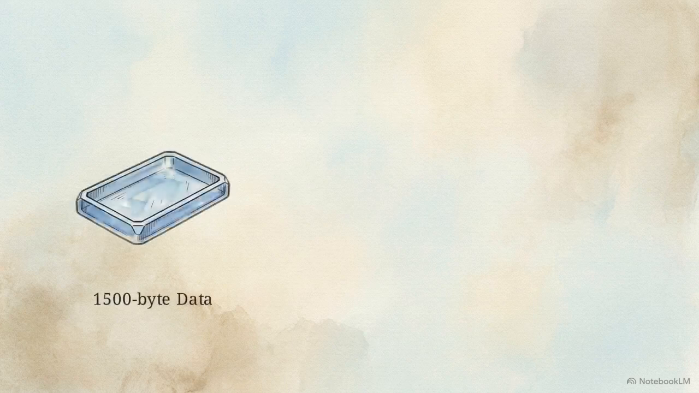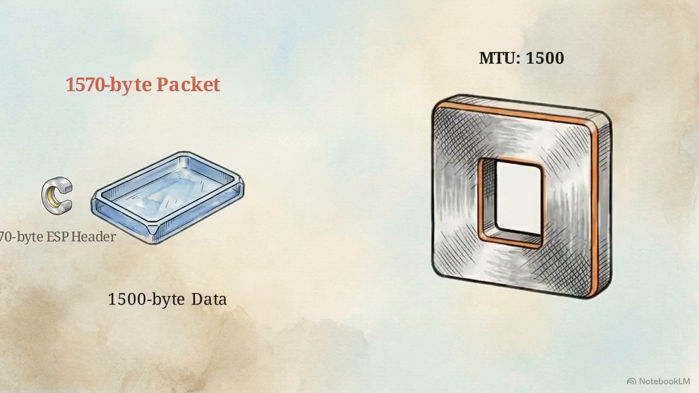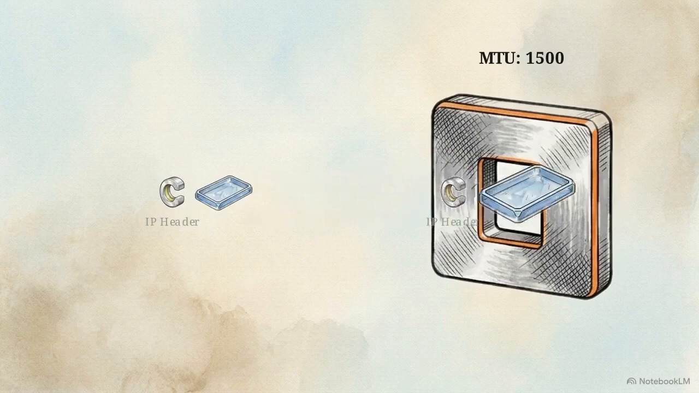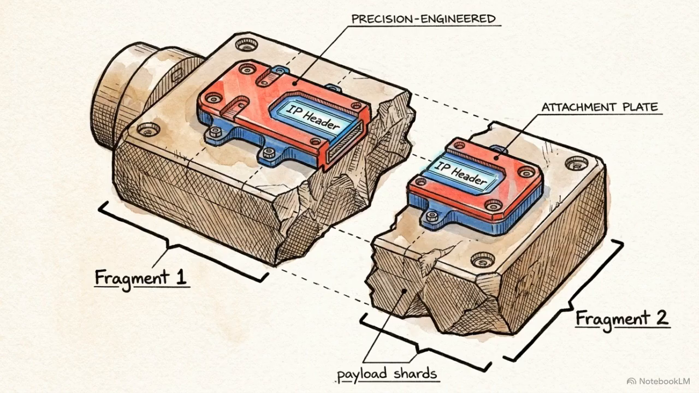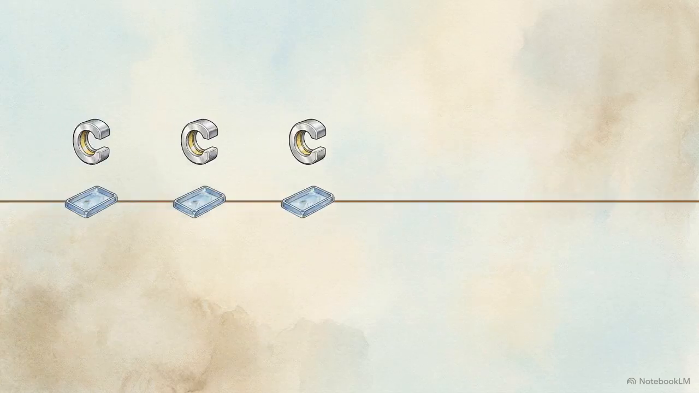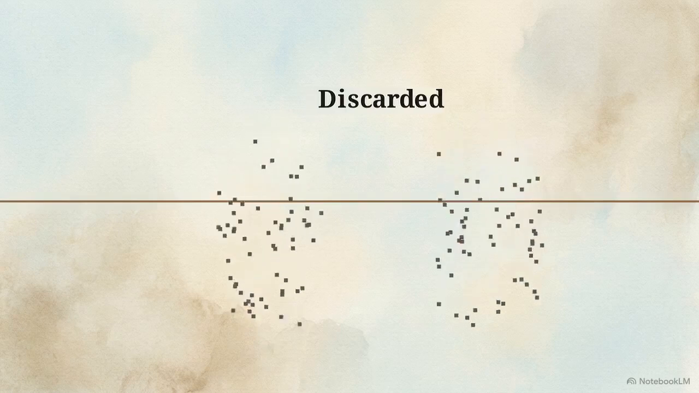If an application generates a 1500 byte packet and routes it through a VPN, the 70 bytes of ESP overhead create a 1570 byte packet. When that packet hits an interface with a 1500 byte limit, it cannot pass. The router breaks the packet into fragments. This initiates IPv4 fragmentation, as defined in RFC 791. The router splits the payload and replicates the IP header for each resulting piece. Fragmentation ensures delivery, but it increases CPU usage on the router and consumes more bandwidth. If a single fragment is lost, the entire original datagram is discarded.